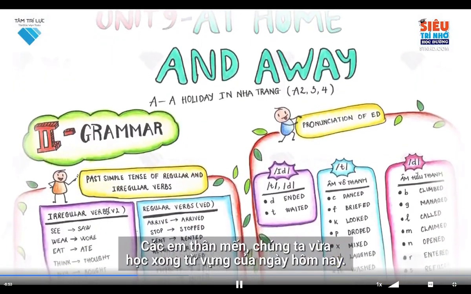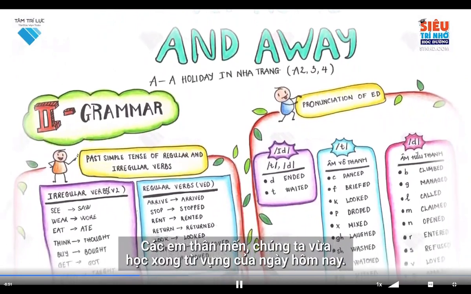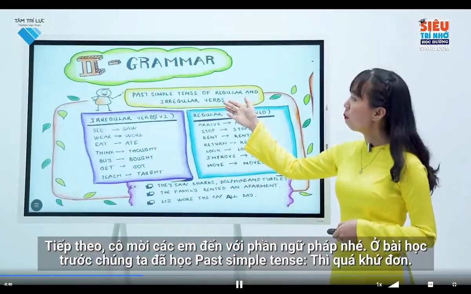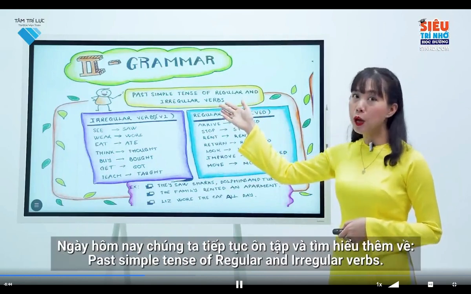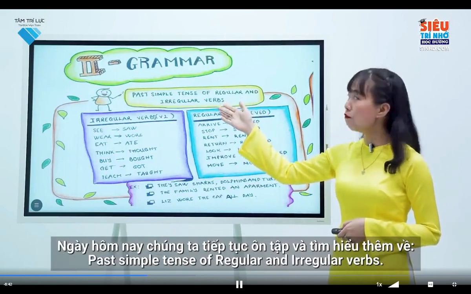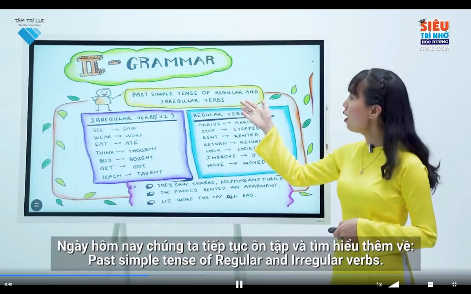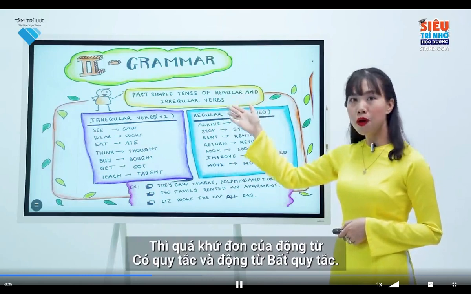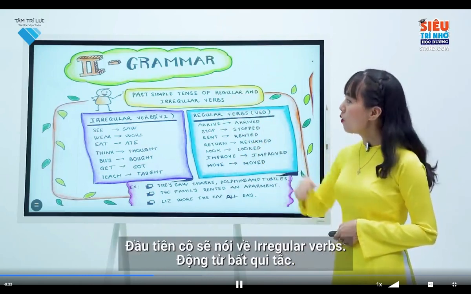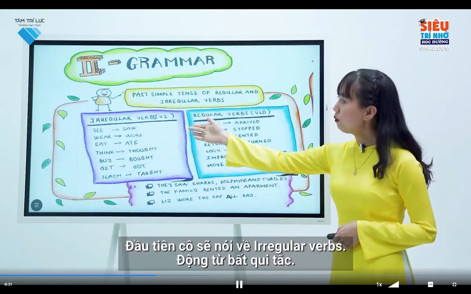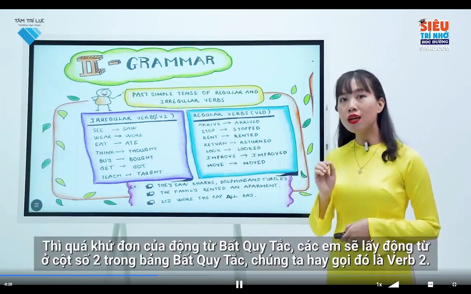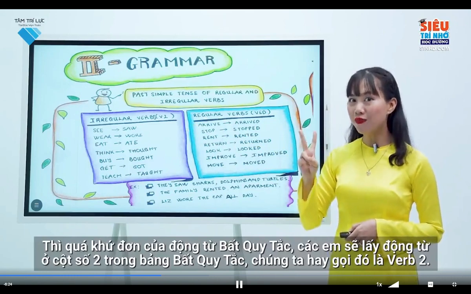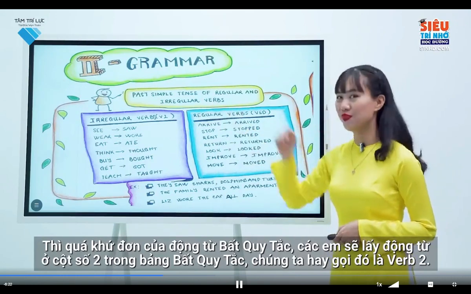Dear students, we have just finished learning today's vocabulary. Next, let's come to the grammar section. In the previous lesson, we learned the past simple tense. Today, we continue to review and learn more about past simple tenses of regular and irregular verbs. First, I will talk about irregular verbs. For the past simple tense of irregular verbs, you take the verb in column 2 in the table of irregular verbs. We often call it verb 2.